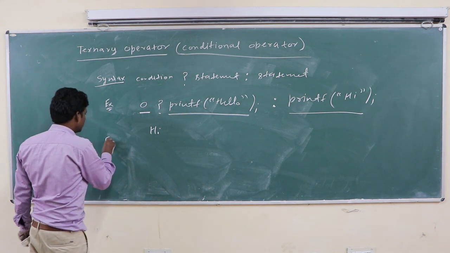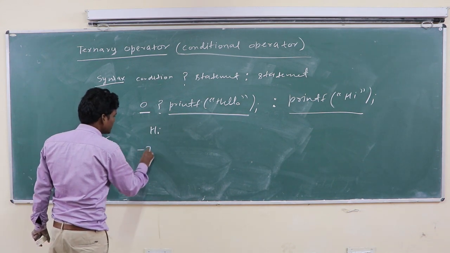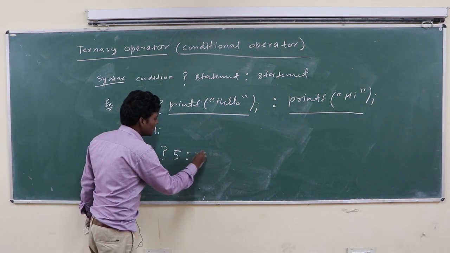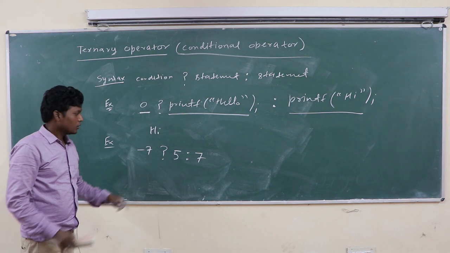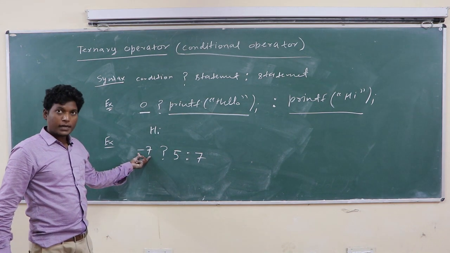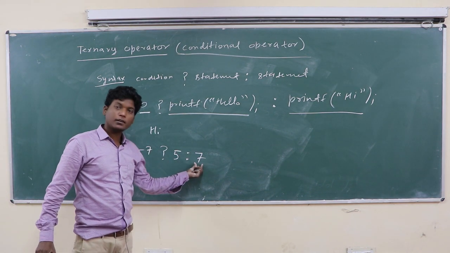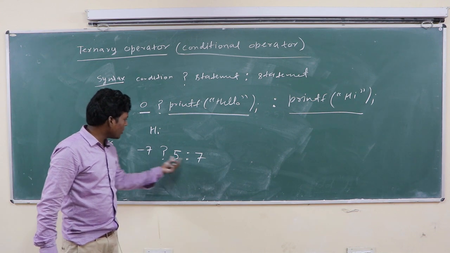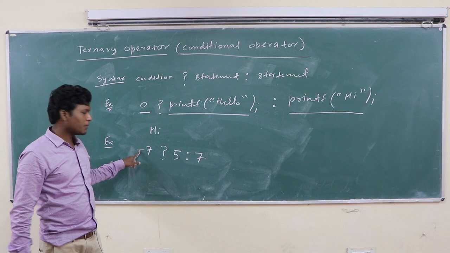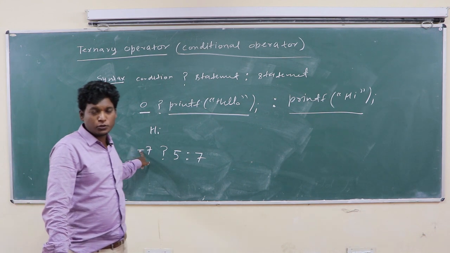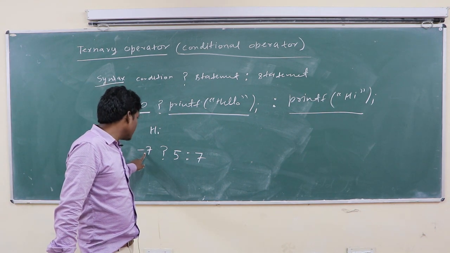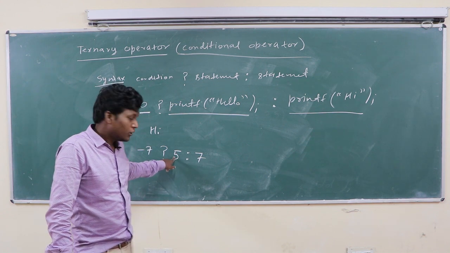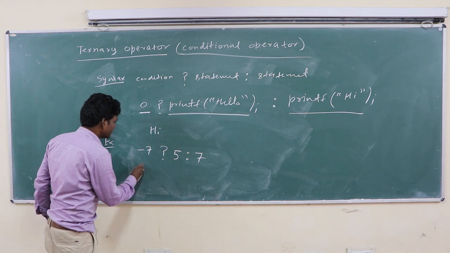Another example, suppose the value is -7, question mark 5 colon 7. What will be the output? So this is the condition, this is the statement, this is the statement. When this condition is true, this will execute. When this condition is false, this will execute. Here is -7. -7 is non-zero. Non-zero means true. If the condition is true, then 5 will be executed. So here the output will be 5.